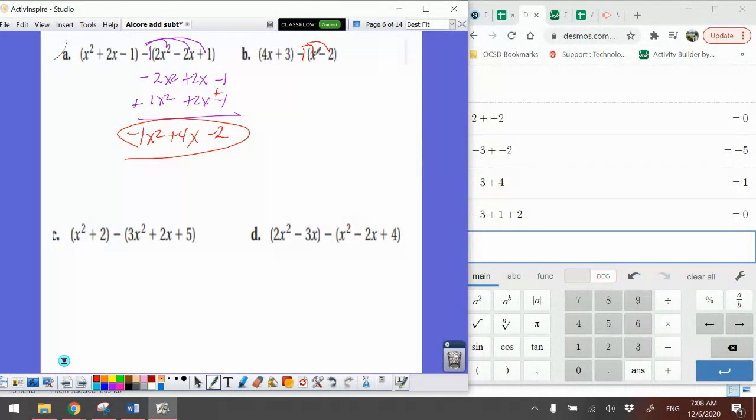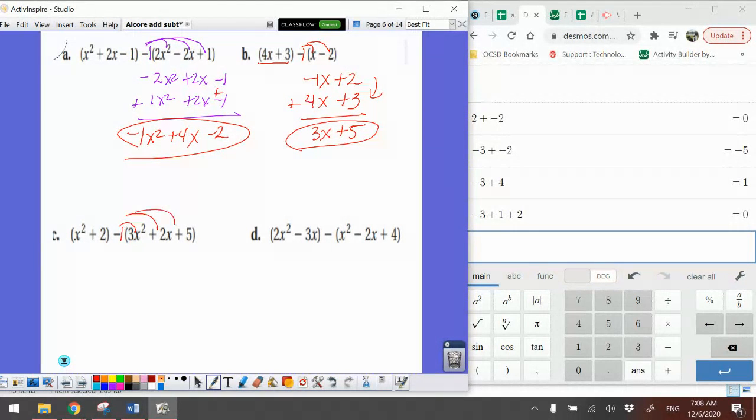All right, let's see how you did. Negative 1 times x is negative x. Negative 1 times negative 2 is positive 2. Again, I'm going to write these underneath. The 4x goes underneath the x. The positive 3 goes under the number. And I'm going to add down. Negative 1 plus 4 is a 3. 2 plus 3 is 5.